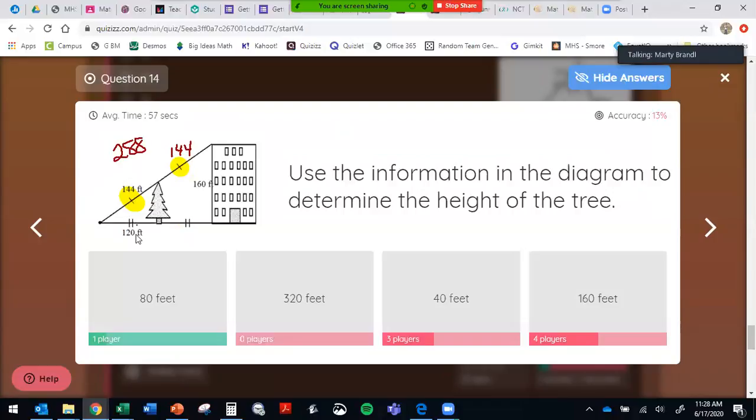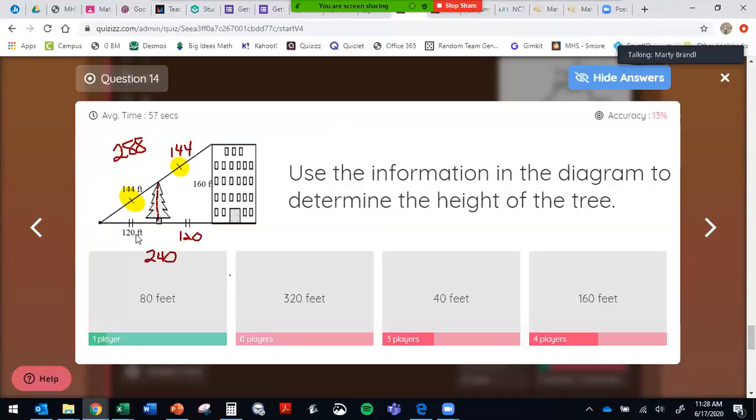And then a similar thing on the bottom here, we have these two, so there's two marks. So that means those two sections are the same. That means this is 120. That total length then must be 240, okay? And we also know this right here is 160. This is the one that we're interested in right here to figure out that tree.